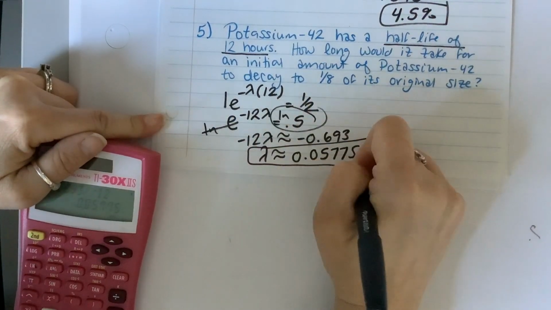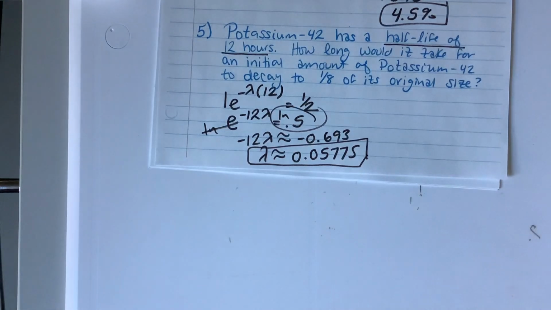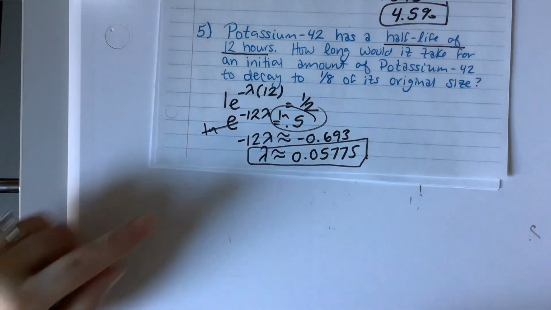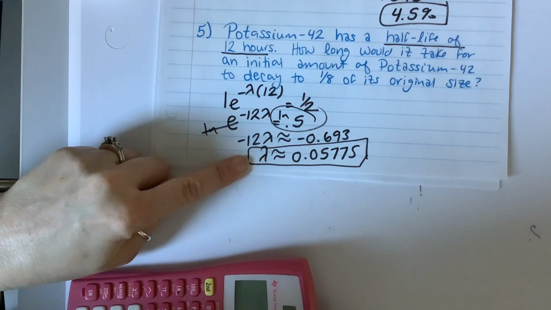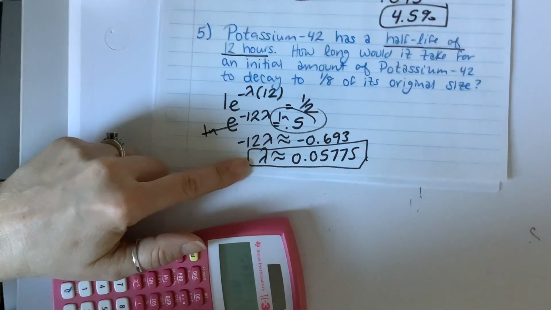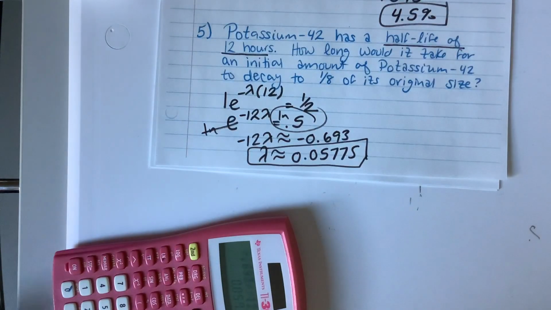0.05775. And again, it's easy to forget that lambda has to be a positive value because lambda goes with all of the decay stuff. The negative is in the formula. The actual value of lambda is positive. So I have that. Now we can read the rest of the problem.